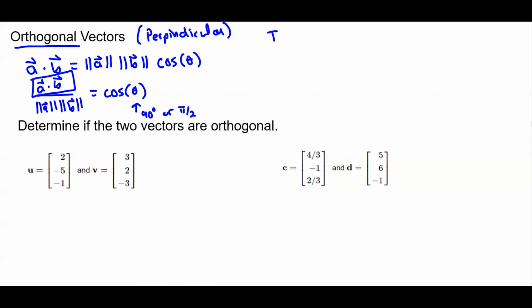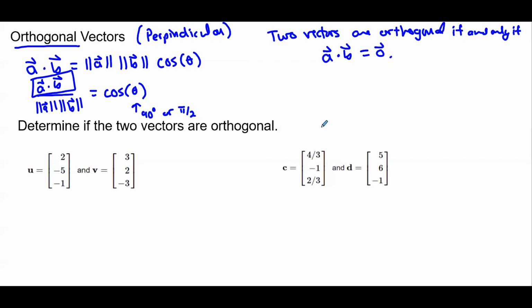And a fraction is not equal to 0 unless the numerator is equal to 0. So we would say two vectors are orthogonal if their dot product is equal to 0, and we'll say if and only if. If their dot product is 0, they're orthogonal. If they're in R2 or R3, then we can say they're perpendicular as well. But the general term will be, from now on, orthogonal.